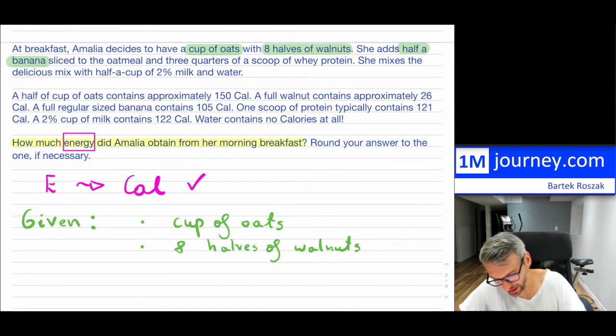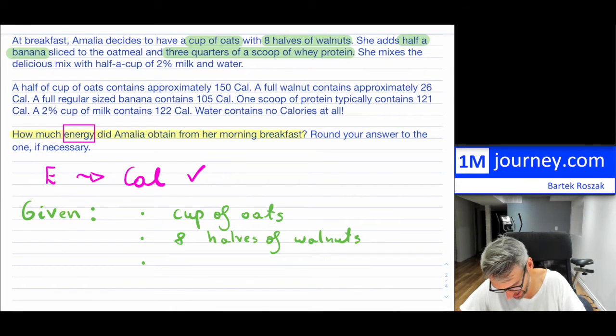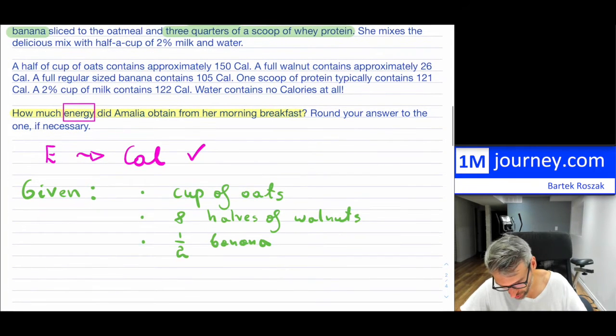To the oatmeal and 3/4 of a scoop. So 3/4 of a scoop of protein. Okay, so I'm going to add that in to our items that they give us. So half a banana. Let's maybe write this. Half of a banana. 3/4 of a scoop of protein. So 3/4, of protein. Scoop.